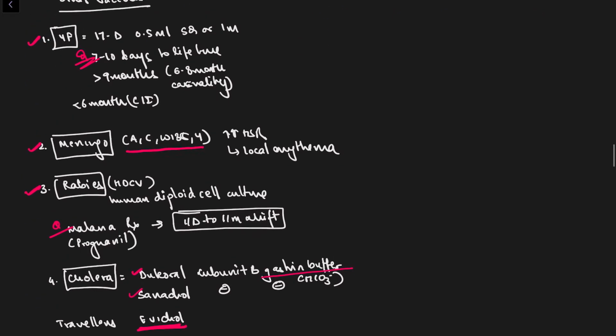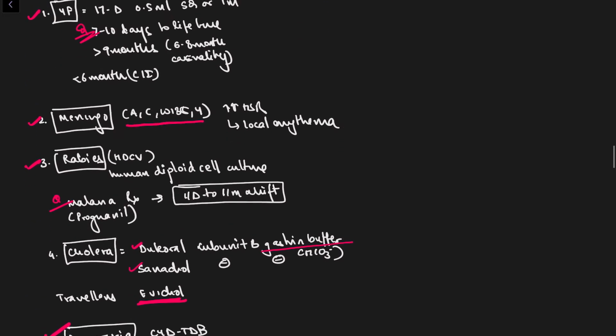Then some other vaccines. Important one is yellow fever. The strain is 17D. Dose is again 0.5 ml, and it is subcutaneous, or it can also be given IM. Then the immunity starts to develop in 7 to 10 days and it lasts lifelong, right? Then meningococcal vaccine, it has A, C, W135, Y. The only component that is missing is B, right? And there can be hypersensitivity leading to local erythema.